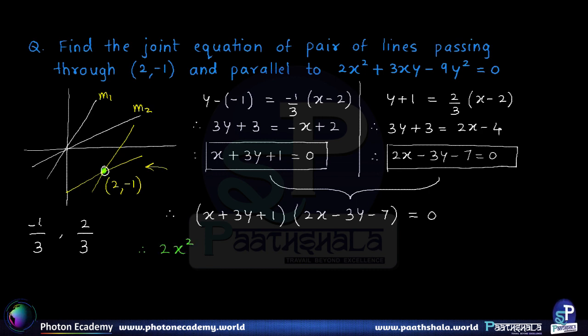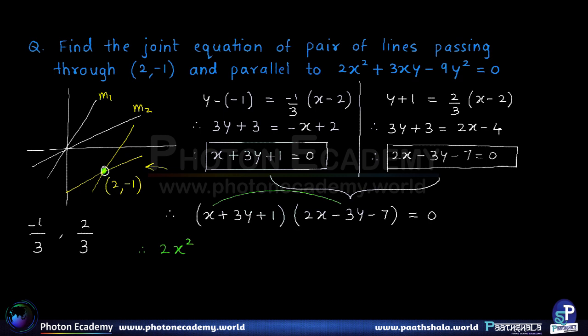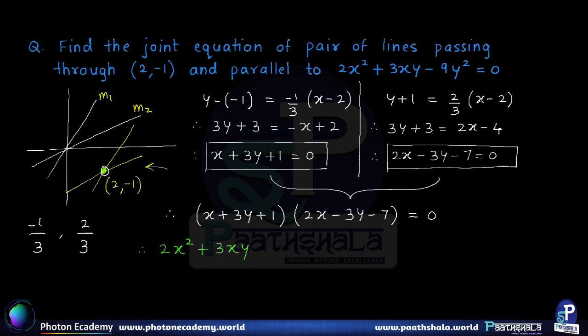Now next let's think about the xy term. How shall we get the xy term? The x part in one and the y part in the second, whereas y part in the first and x part in the second. So that gives us minus 3xy plus 6xy. So that gives us plus 3xy. Then we have the y square term. Clearly we will get it only by the product of y and y. So that gives us once again minus 9y square.